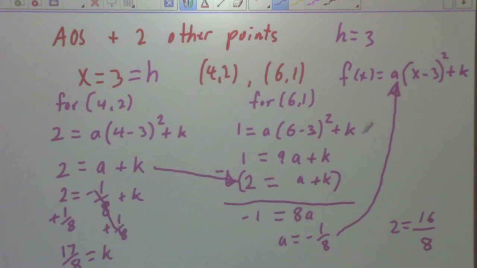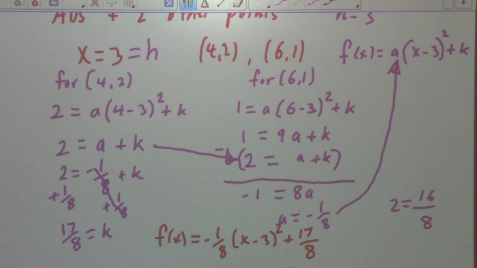And so now do we have what we need to write the whole equation here? Yeah. So it's going to be f of x is equal to negative 1/8, and we're going to have x minus 3 squared plus 17/8. So this is going to be our answer here, which, again, we're getting into fractions a little bit here.